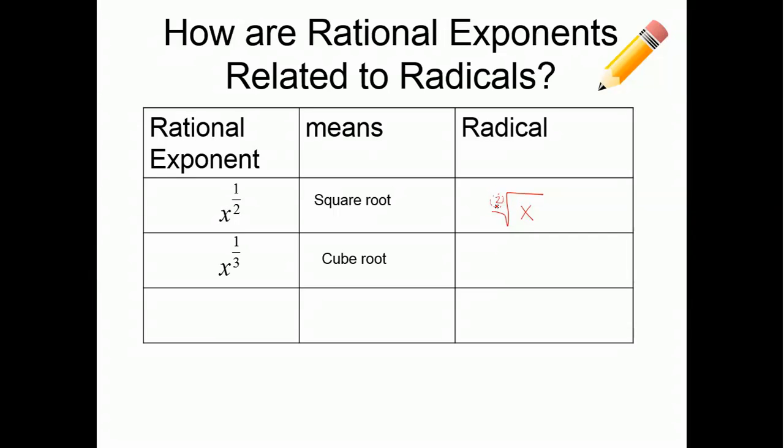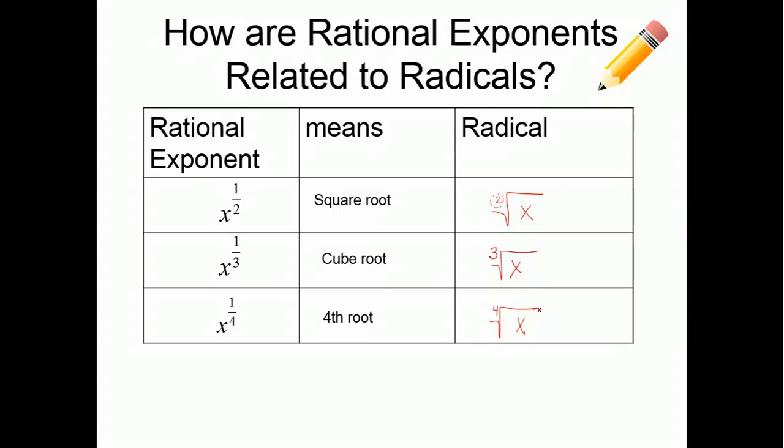x to the 1/3, that's the same as a cube root. So that would look something like this. Same thing, but notice there's going to be a little 3 hanging out there. That is you telling it that it is a cube root. Same thing if I have x to the 1/4, that's a 4th root. So that would look something like this with a little 4 down there.